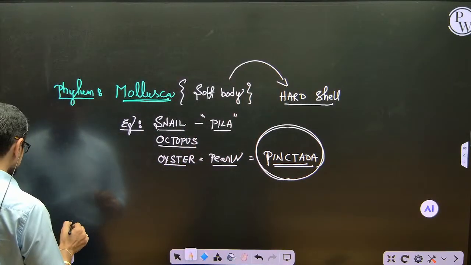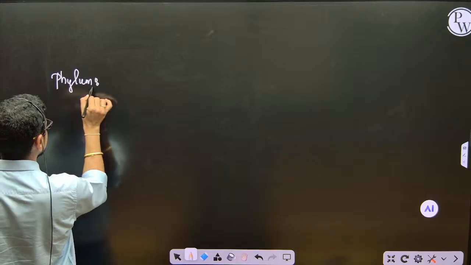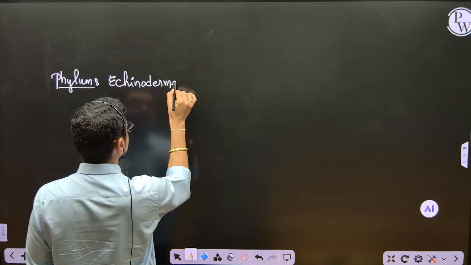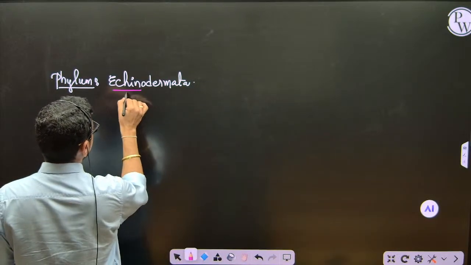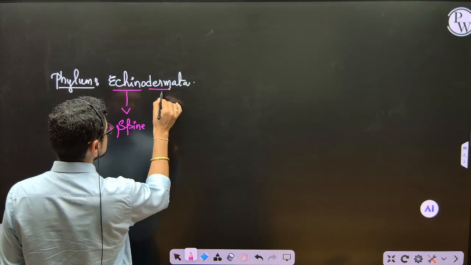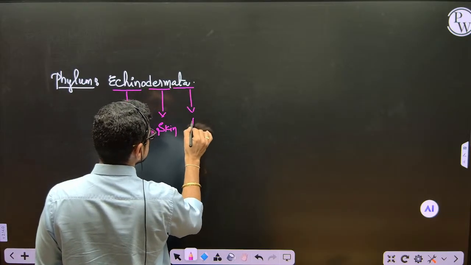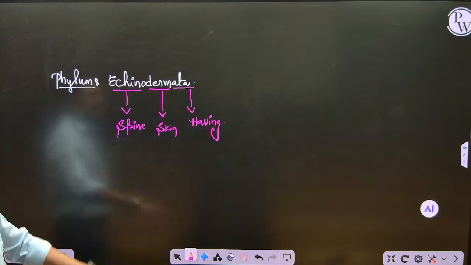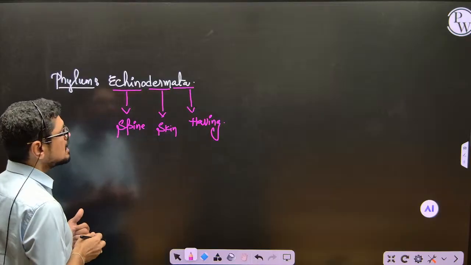And the next phylum I will write here. Next phylum is phylum Echinodermata. What is this Echinodermata? Echine means spine. Derm means skin. Eta means having. So spiny skinned animals, the body is covered by spines. That is the reason why these are called spiny skinned animals.